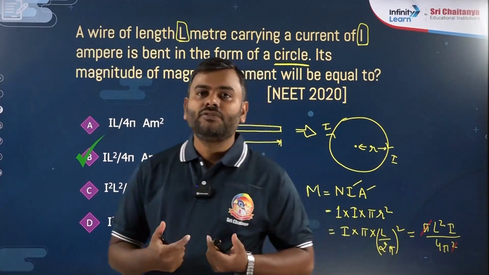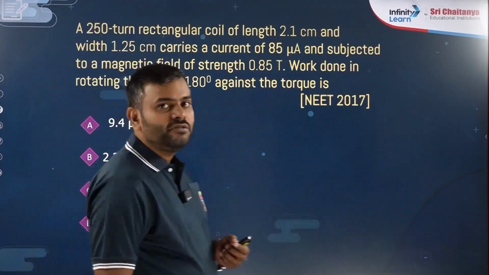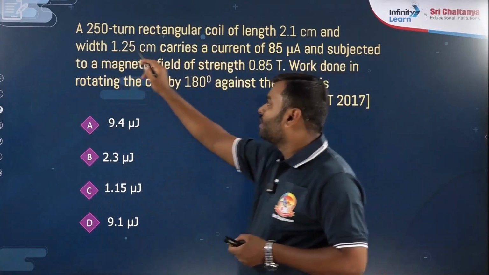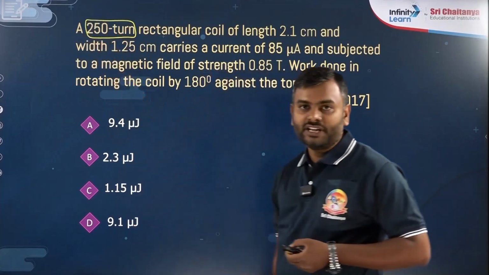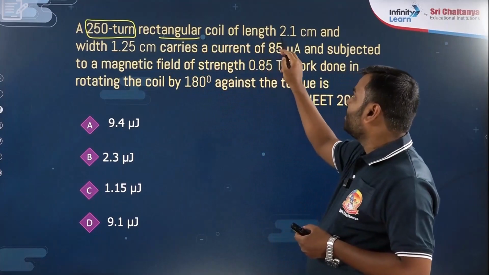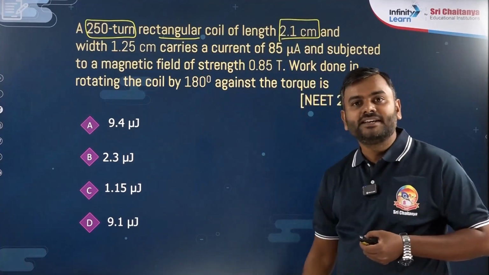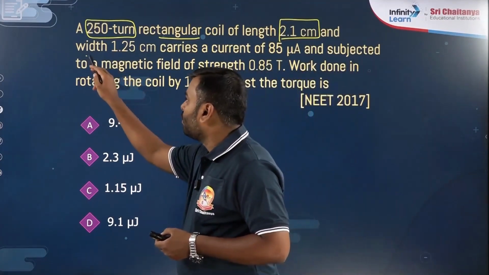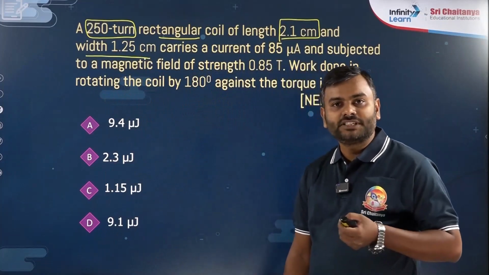So let's move to the next question. Now the next question which we have to understand is a 250 turn rectangular coil. In this question the number of turns of the coil is given as 250, and the shape of the coil is rectangular, with a length of 2.1 centimeter. They have given the width as 1.25 centimeter.